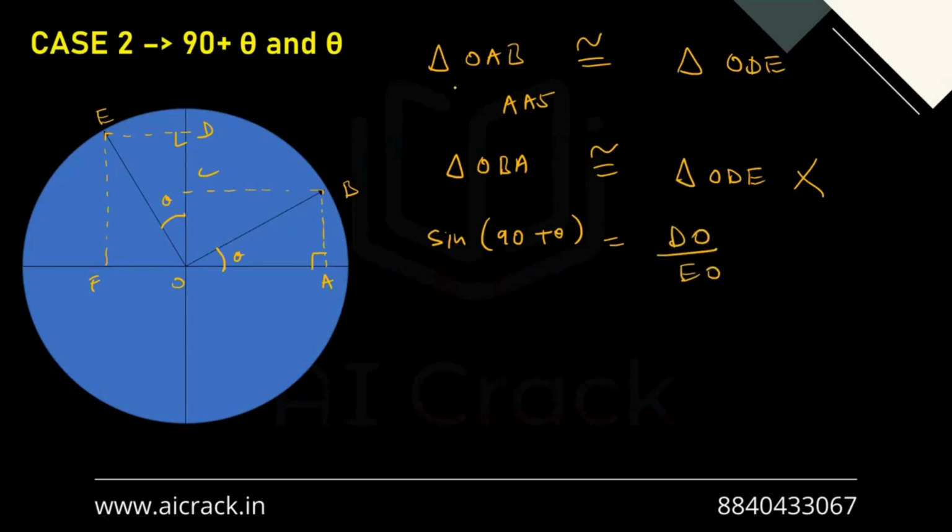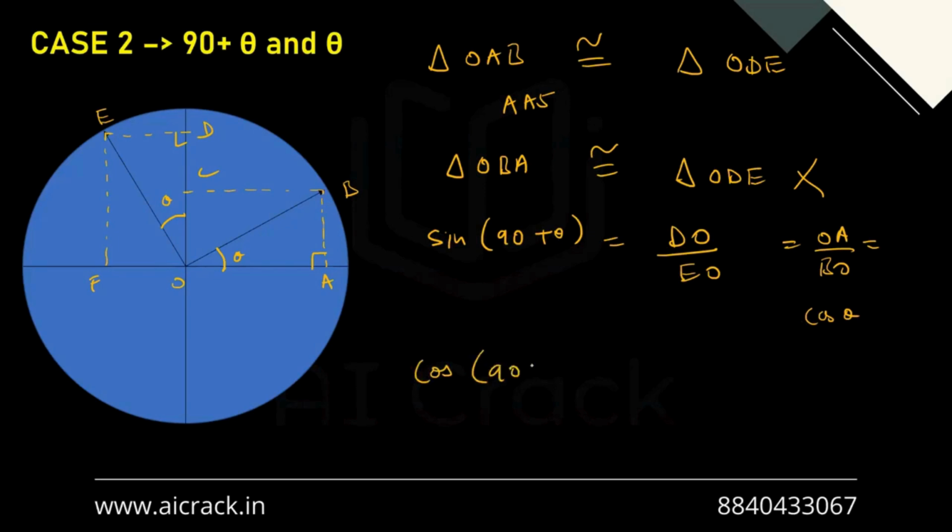Now DO is nothing but OA with the help of congruency, and EO is nothing but BO, so DO divided by EO is OA divided by BO, right? And this actually becomes cos of theta. So again, in case of sine of 90 plus theta, we have got cos theta.